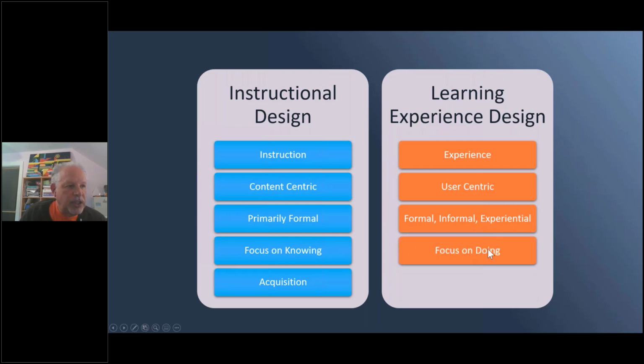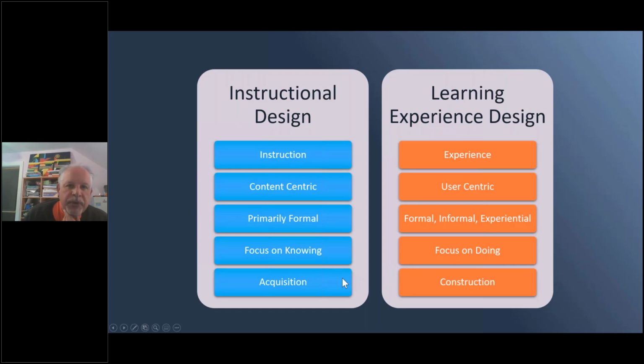There's a focus on doing as opposed to knowing. Learning by doing through experience. That's what experience is about, doing. And the idea of construction of knowledge is that we're not just sponges, but we construct our knowledge. And I'll talk about that in a moment.